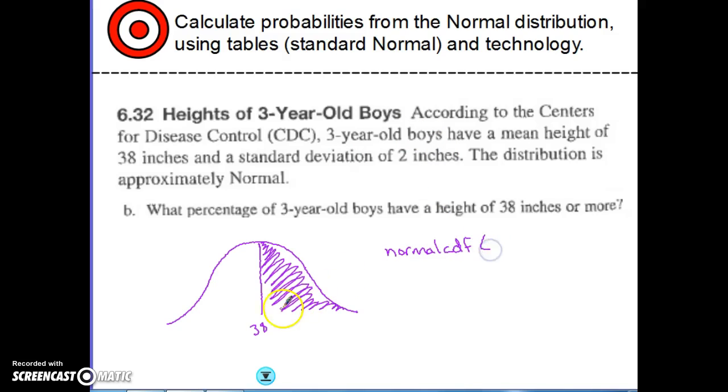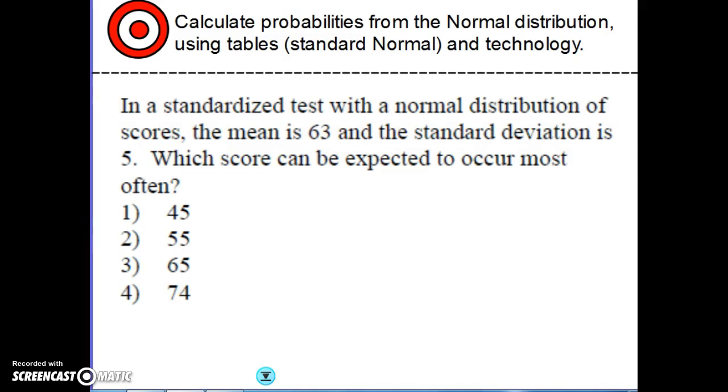So normal CDF, the lower end of my range is 38. The upper end is a really large number. And then my mean is 38 and my standard deviation is 2. Okay. Go ahead and plug that into your calculator. 38, 10,000. So my calculator says 0.4999 repeating, which would round up to 0.5. There you go, 50%. So we can expect 50% of those boys to be 38 inches or taller.